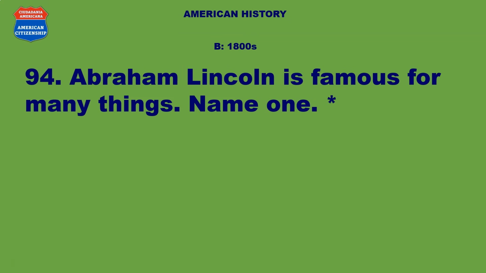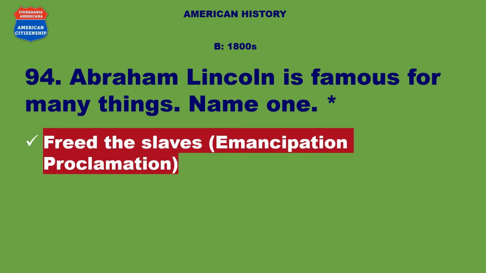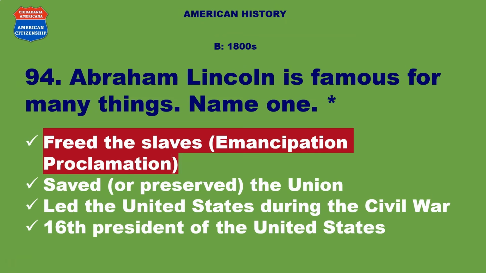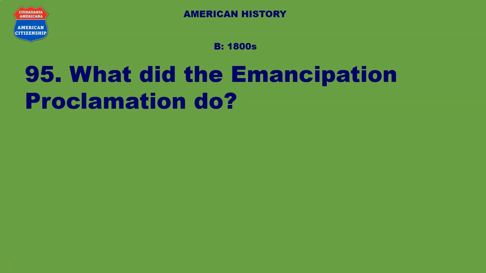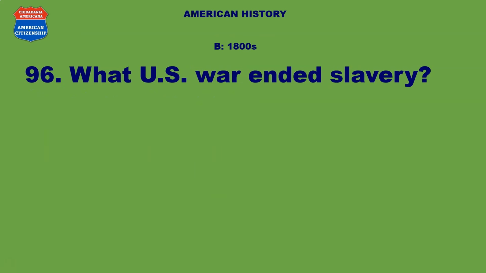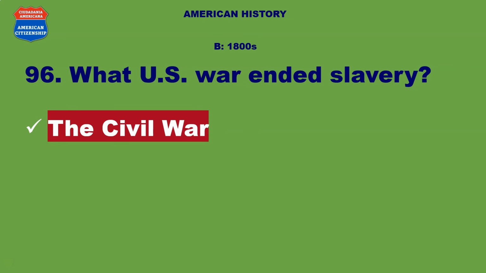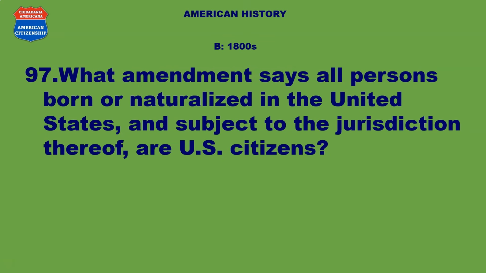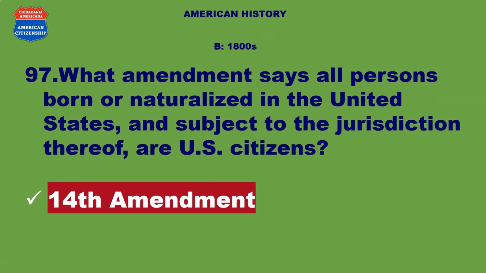Abraham Lincoln is famous for many things. Name one. Freed the slaves. What did the Emancipation Proclamation do? Freed the slaves. What U.S. war ended slavery? The Civil War. What amendment says that all persons born or naturalized in the United States and subject to the jurisdiction thereof are U.S. citizens? The 14th Amendment.